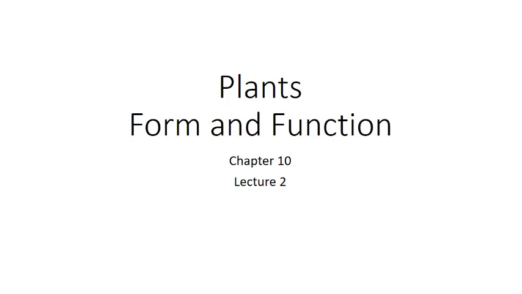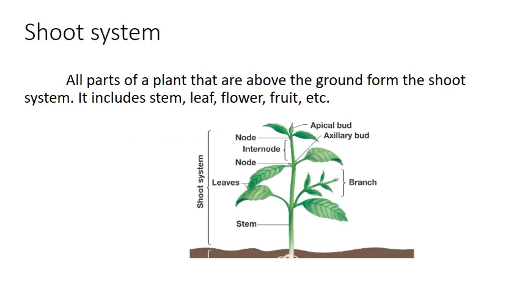In your previous lecture, we discussed the classification of plants and the structure of plants. And in the structure of plants, we discussed the root system only. So today we're going to discuss the shoot system. All parts of a plant that are above the ground form the shoot system. It includes stem, leaf, flower, fruit, etc. Now we're going to discuss the stem, leaf, flower and fruit one by one.